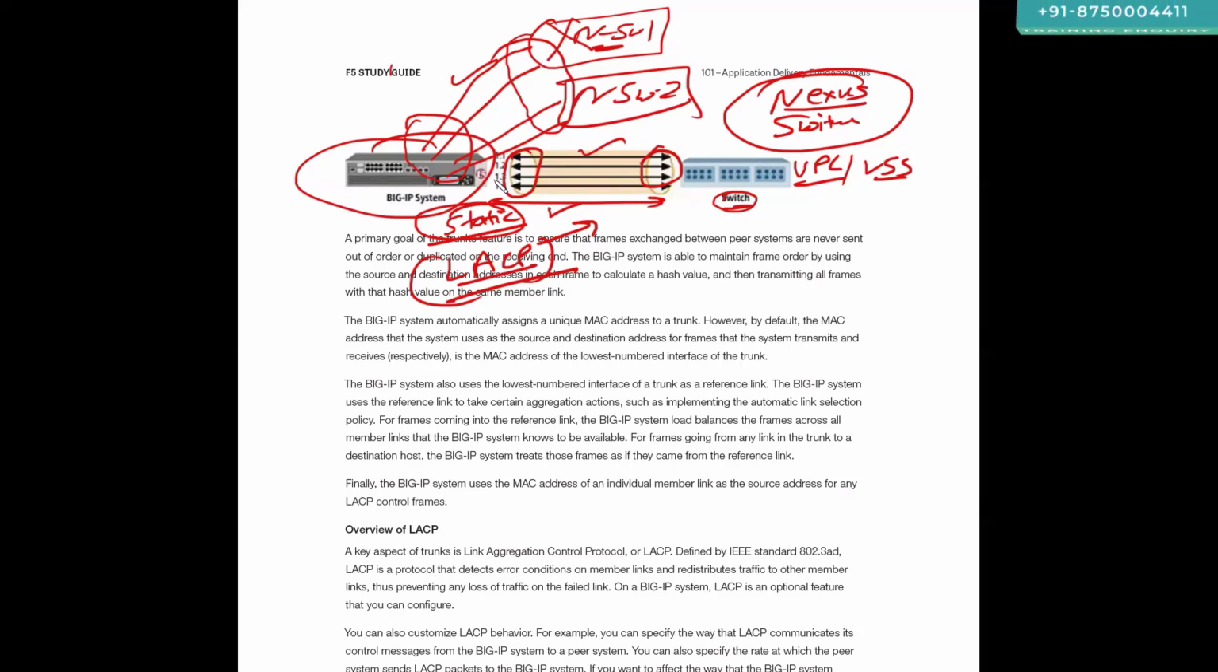So there is no point. Even let me tell you one more thing. You're talking about the Ether channel. Let's not talk about the Ether channel. Let's talk about the interface itself. On Big IP, you get only layer 2 interfaces. You can't directly allocate an IP address on the interfaces. There is no way to do so.